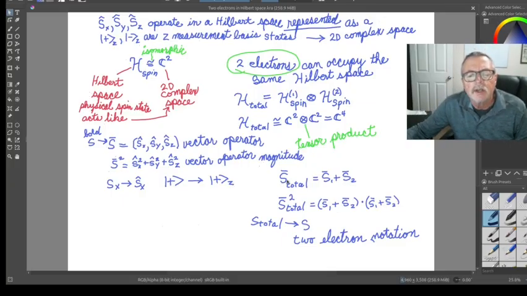Over here, if we have an S total for, now we have 2 electrons rather than just 1. Now that's going to equal the S1 vector spin operator and the S2 spin operator for electron number 2. If we want to get the S total squared, then we have to do the vector thing here. Notice I'm adding the 2 vectors and then taking the dot product of those.